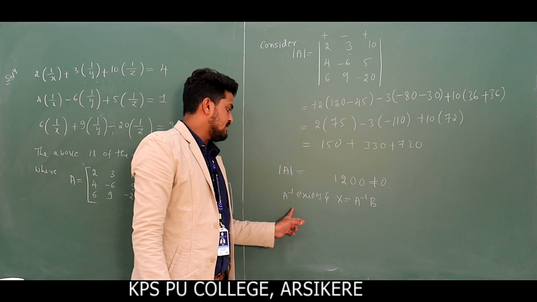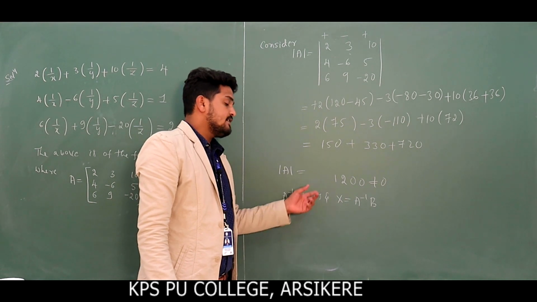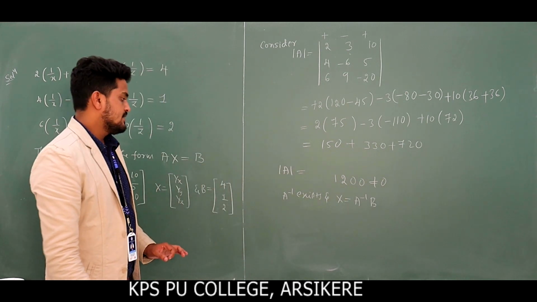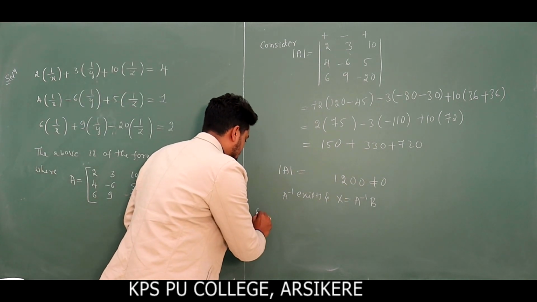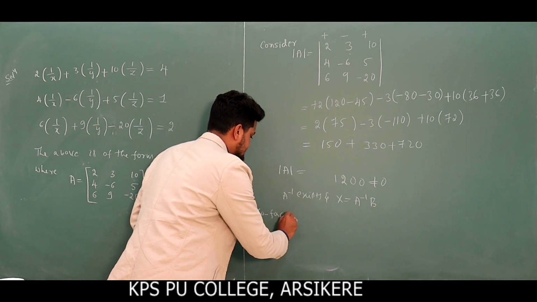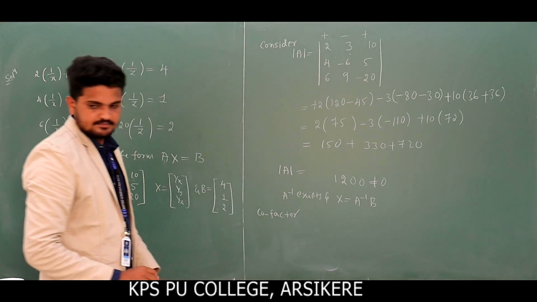Okay. So next we have to find the adjoint of A, because first we have to find the A inverse value. So first we have to find the cofactors of A. Okay, write it first.